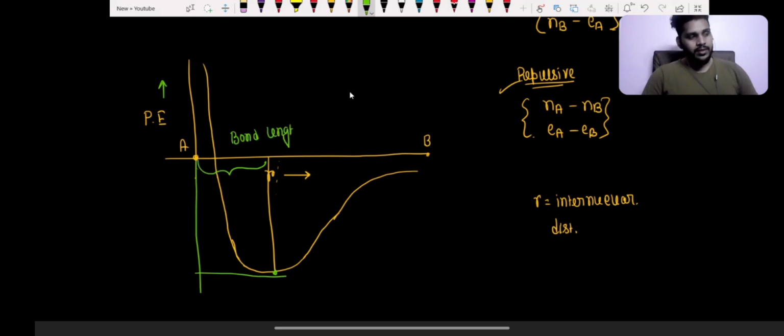So guys, what is the bond length between A and B? The distance at which the potential energy is minimum. Potential energy minimum means that is the most stable situation for it. This entire diagram that I have drawn over here is in the vibration energy level. We call it the Morse diagram in the vibration energy level.